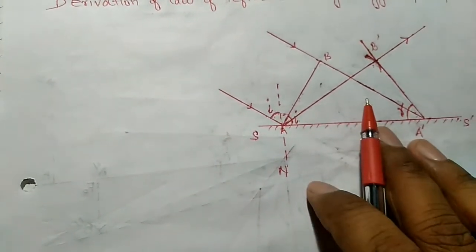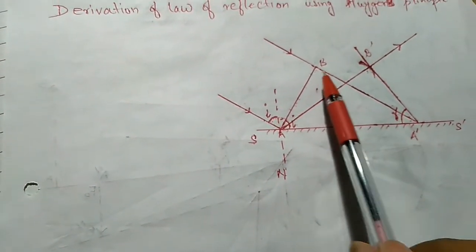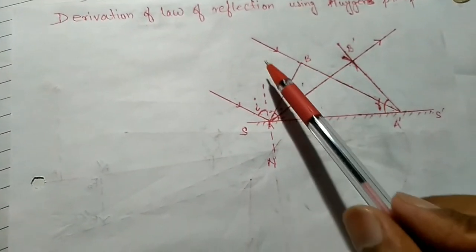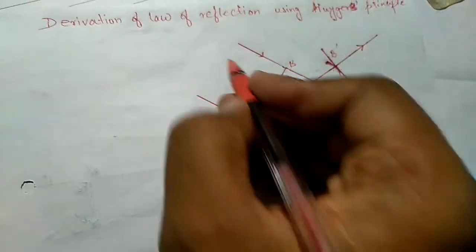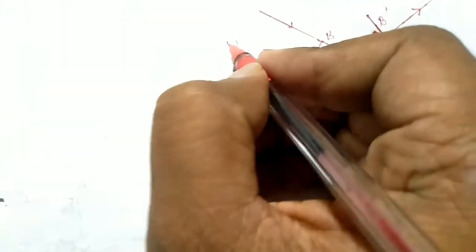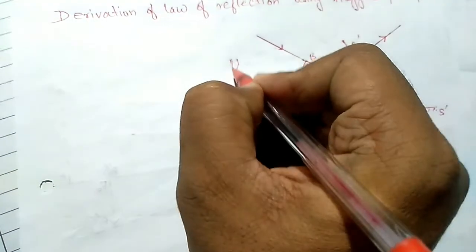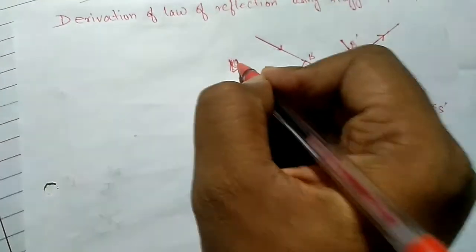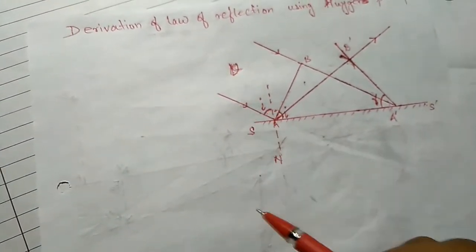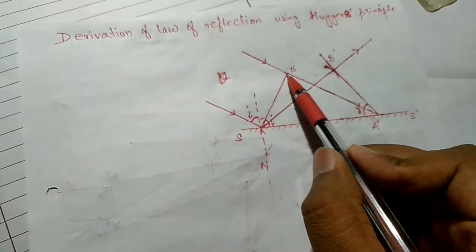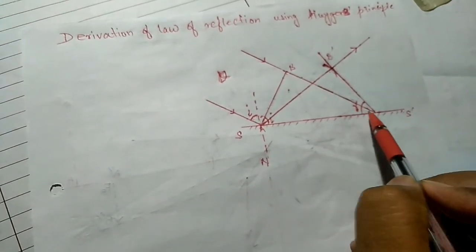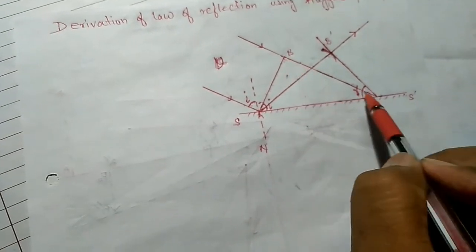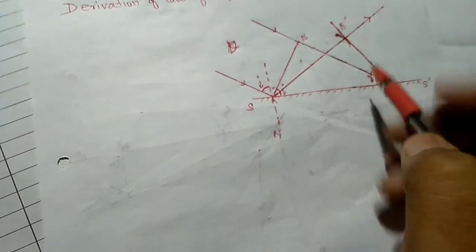Now let's do the proving. For this, the distance traveled, suppose this is the medium air or any medium, and this light is traveling with velocity v. I'm considering these rays are traveling with this speed v. In time t, this is coming up to here from B to A dash. I'm considering that it takes time t to reach here.